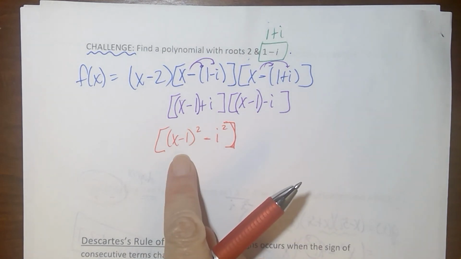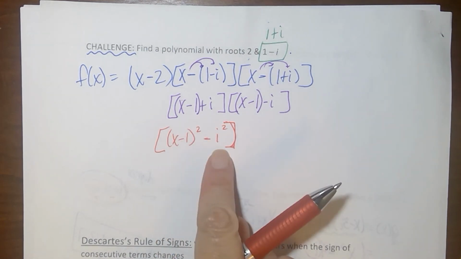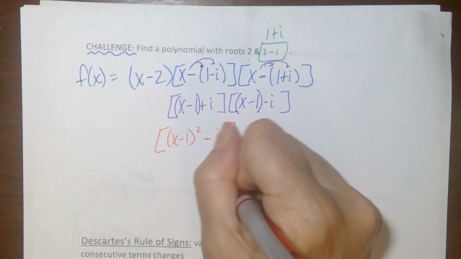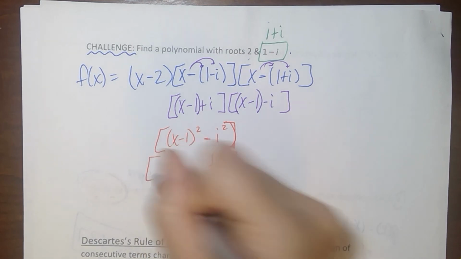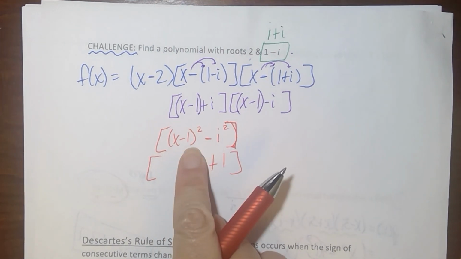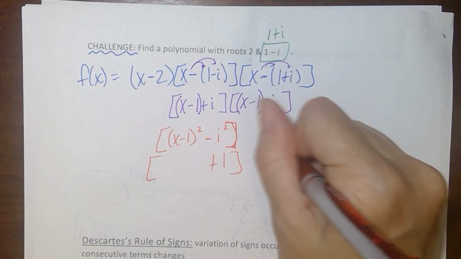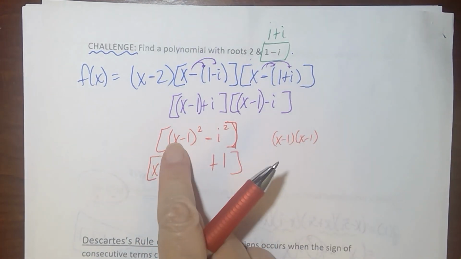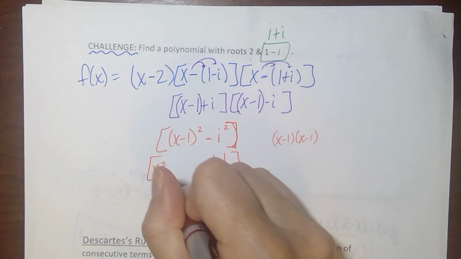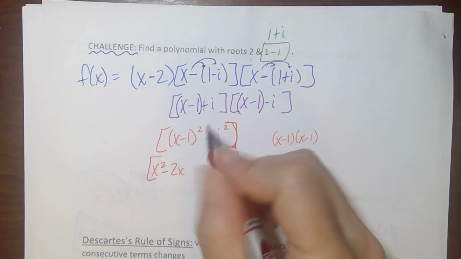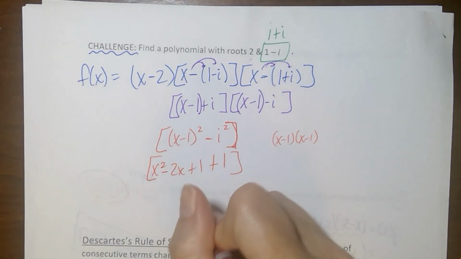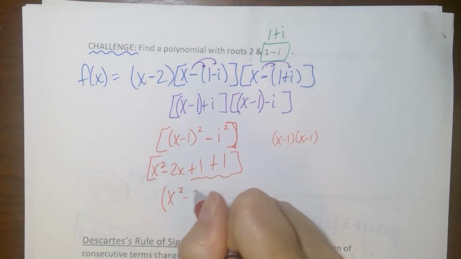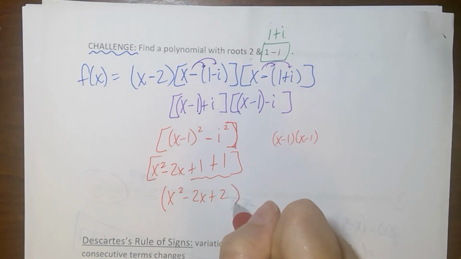So I have to do 2 things. I have to FOIL this, and then I have to change this. i squared is -1, times a negative is plus 1. When I FOIL this, it's the same as x minus 1 times x minus 1. My shortcut is x squared, minus 1x times 2 is a negative 2x, and then -1 times -1 is positive 1. So when I combine that like term, that gives me x squared minus 2x plus 2.